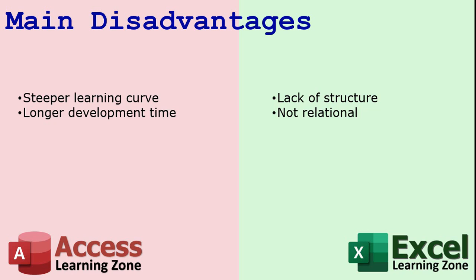Also with Access, there's a longer development time. If you're going to build a database to run your business, it's going to take longer than just sitting down and plugging information into a spreadsheet. But that disadvantage is actually a benefit in the long run because you'll be a lot more productive with a properly built Access database. Excel's problems, essentially a lack of structure.